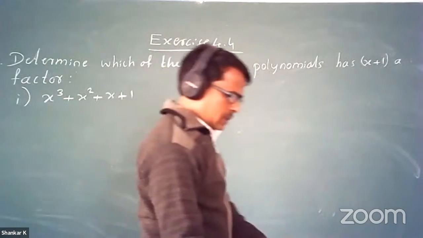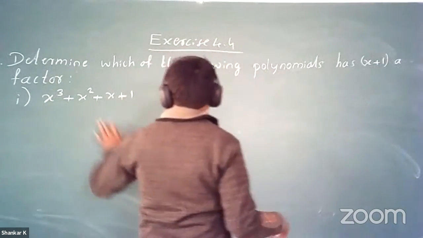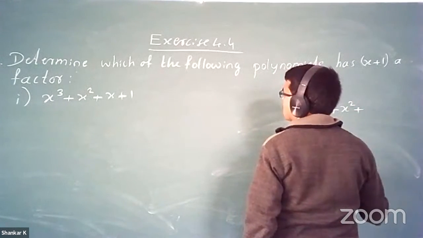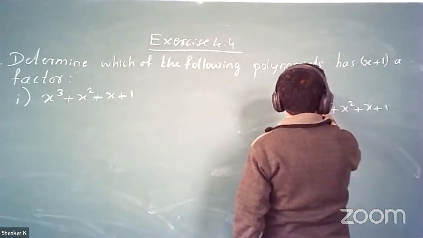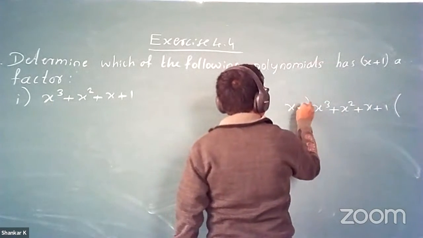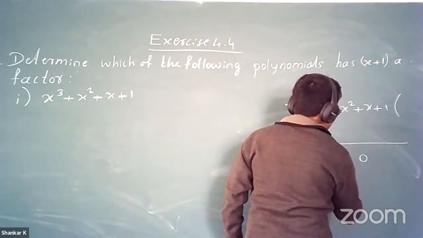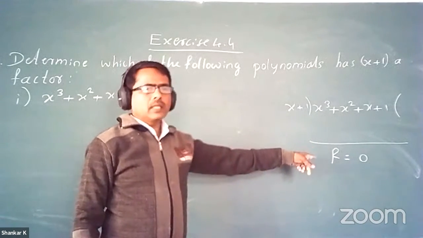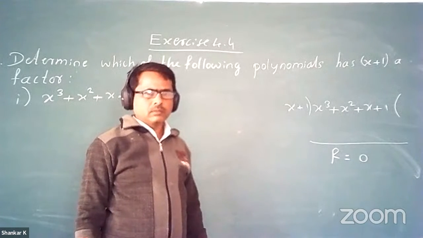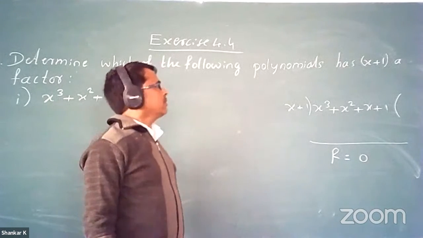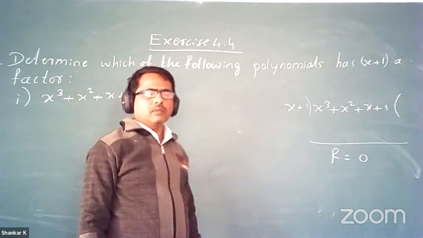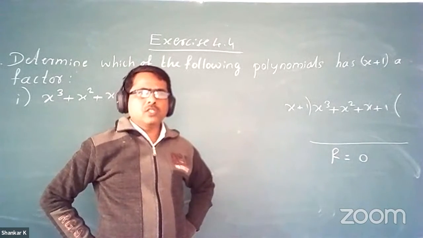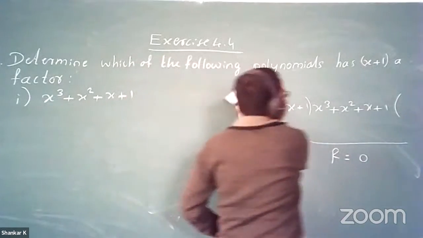You can use the factor theorem. Here, what is given? x cube plus x square plus x plus 1. If it is divided by x plus 1 and the remainder is 0, then it is a factor. If the remainder is not 0, it is not a factor. How to check the remainder? You know the remainder theorem. How to check whether it is a factor or not? Use the factor theorem. What does the factor theorem tell us? x minus a is a factor if p of a is 0. Okay, we shall calculate p of a then.